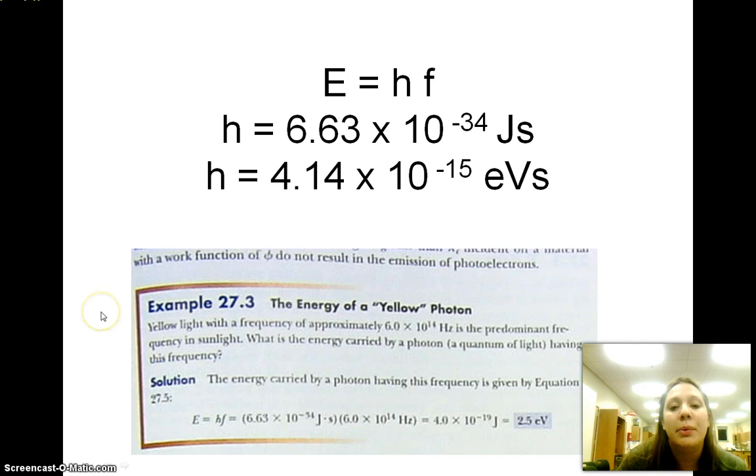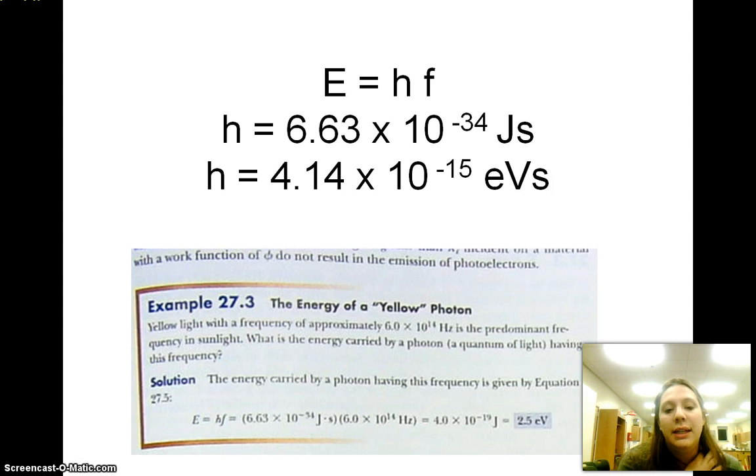This is a sample type problem. It says: the energy of a yellow photon. Yellow light with a frequency of approximately 6 times 10 to the 14th hertz is the predominant frequency in sunlight. What is the energy carried by a photon, or a quantum of light, having this frequency?